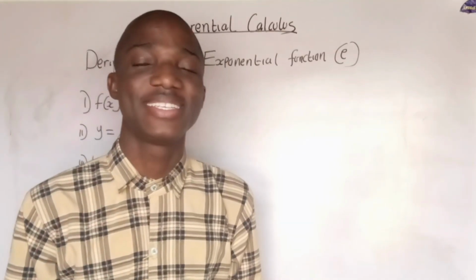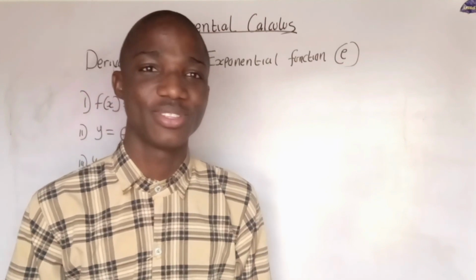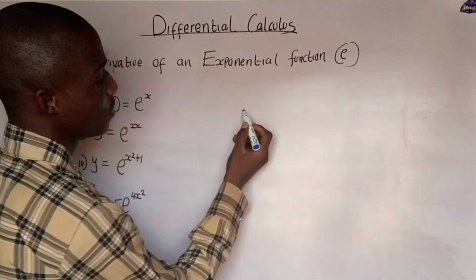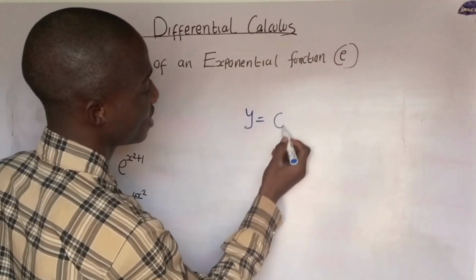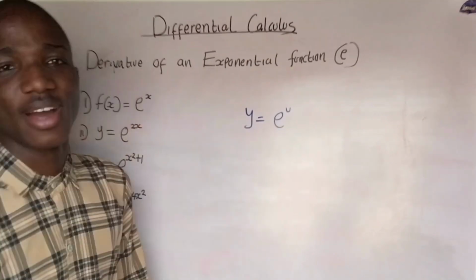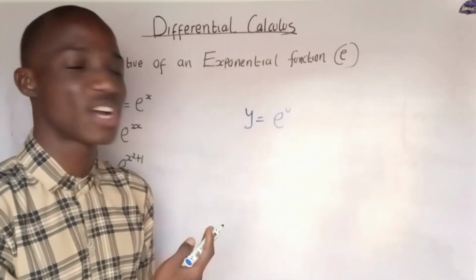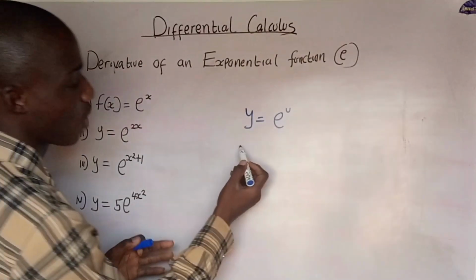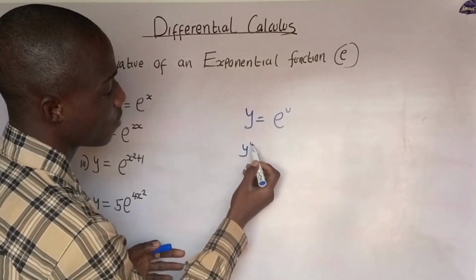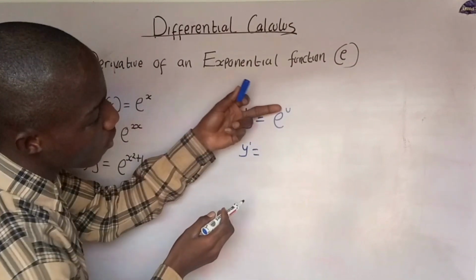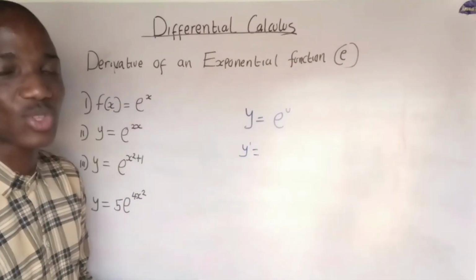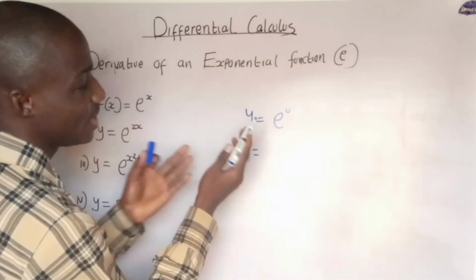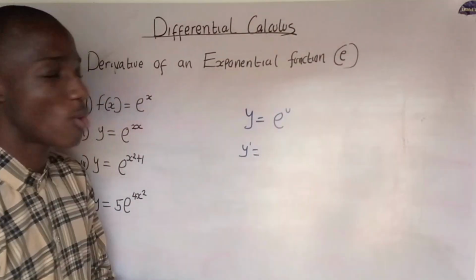How do we take the derivative of an exponential here? Let's assume that we are given y is equal to e raised to the power of u, and we are told to find the differential form of y. Using the formula, the derivative of y is equal to, focus on the power to which the Euler's constant is raised. The Euler's constant is raised to the power of u.